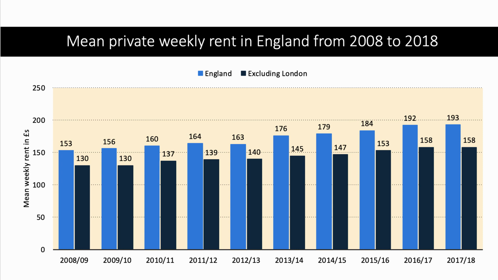And this chart shows the mean or the average weekly rent in the UK. Figures in blue for England, figures in dark blue take out London, and you can see the weekly rent's gone up, averaging in England just under £200 per week. If you take out London, the figure goes down to about 160.